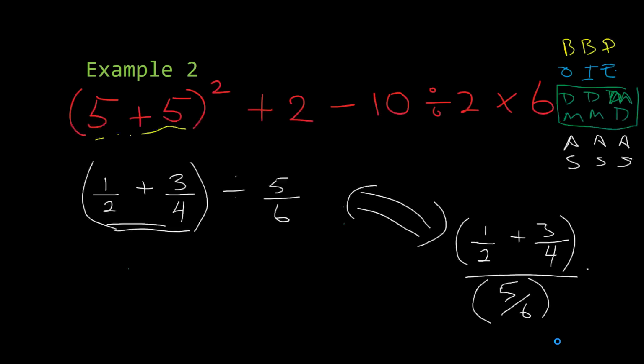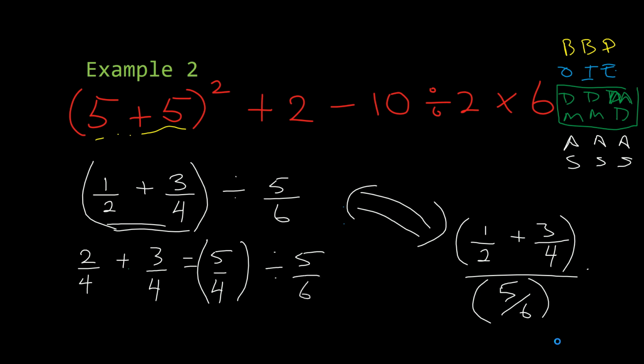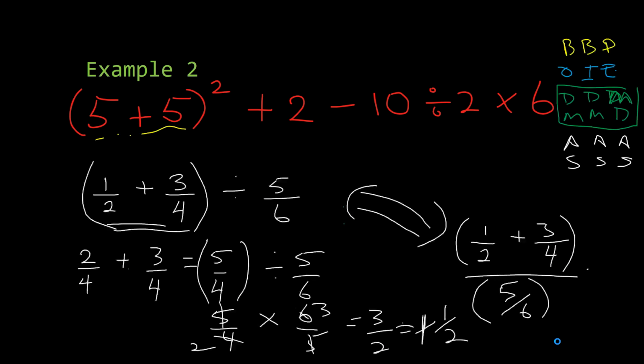I am going to say a half is equivalent to 2/4, plus 3/4 is equal to 5/4. And I'm going to say that answer divided by 5/6 will simply be equal to 5/4 multiplied by 6/5. 5 cancels with 5. 2 into 4 is 2. 2 into 6 is 3. And we get 3/2, which is 1 and 1/2. And that's how you work these things out.